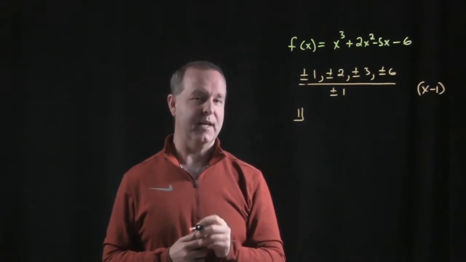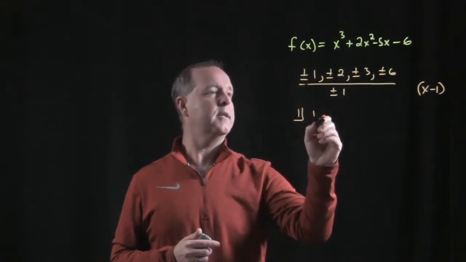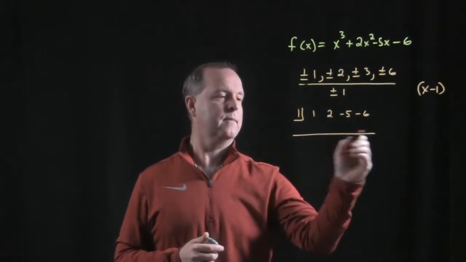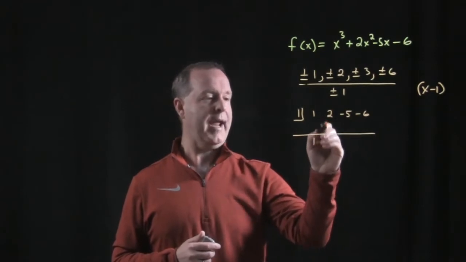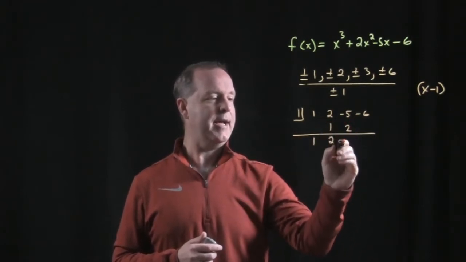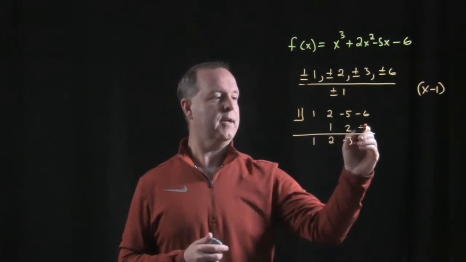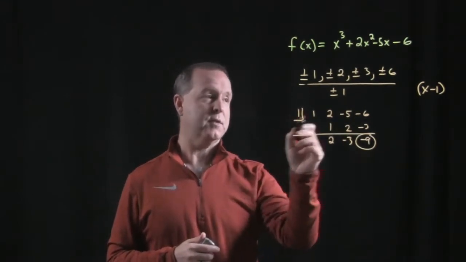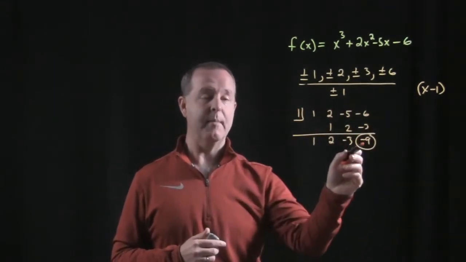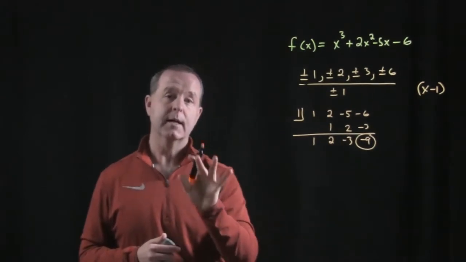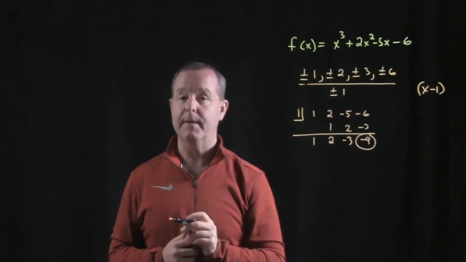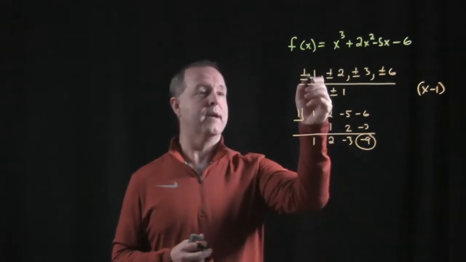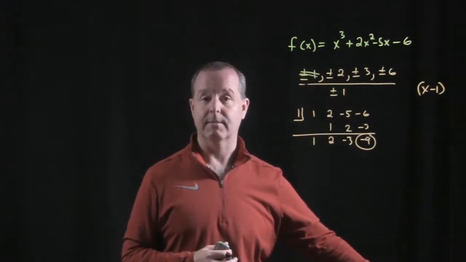So how do we do synthetic division? 1, 2, -5, and -6. Drop the 1. 1 times 1 is 1. Add 2. 1 times 2 is 2. Add. 1 times -3 is -3. Add. The remainder, when I chose x minus 1, was not 0. And remember, that's important, because if it was 0, then 1 would have been a solution. So out of these 8 possibilities, I can cross off plus 1. That's no longer a possibility.